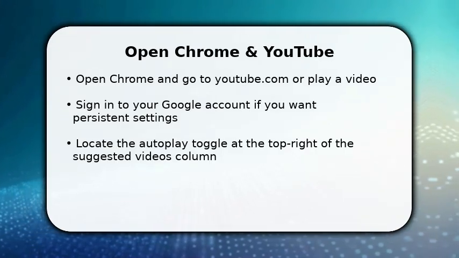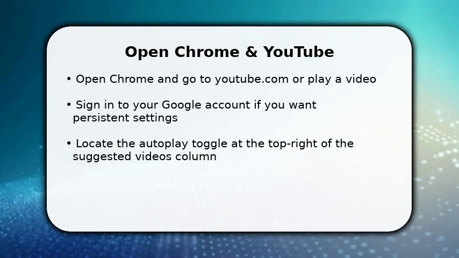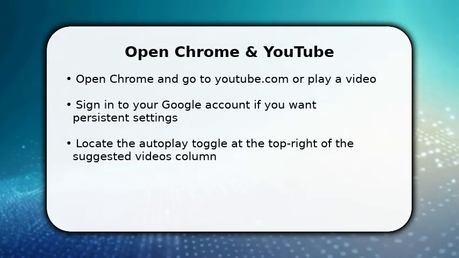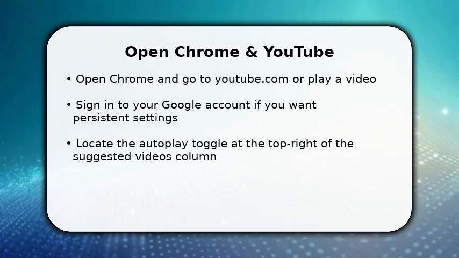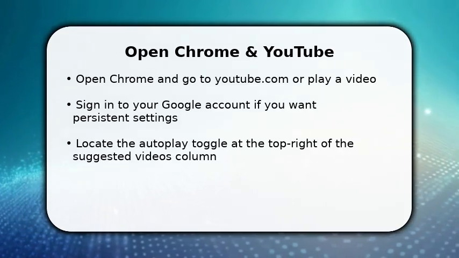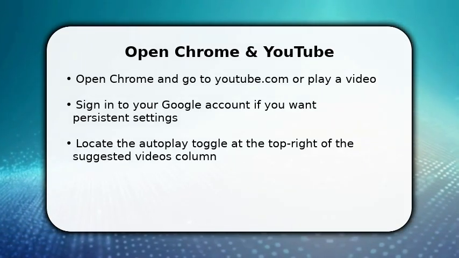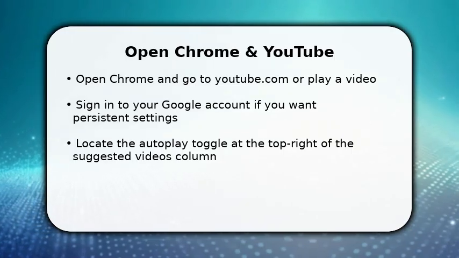Once done, look to the top right of that column where the autoplay toggle sits. It's often blue when enabled. Click the toggle to turn it off, and you'll see it switch to gray. This is the quick, immediate stop for autoplay on the desktop site, and it persists per account when signed in.